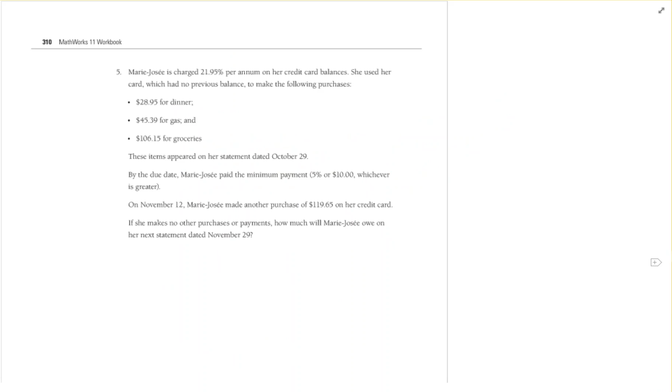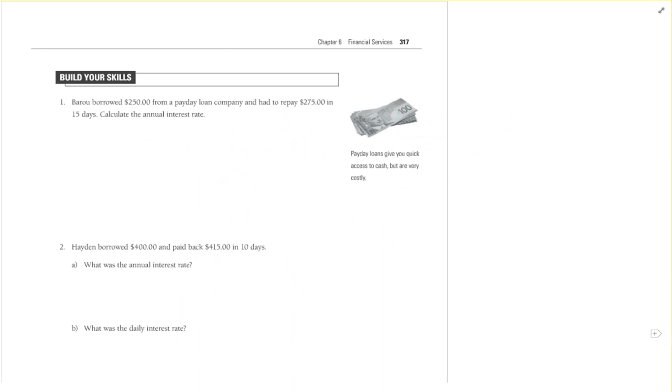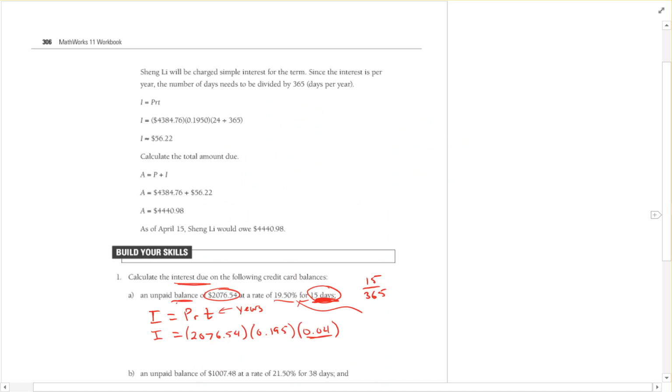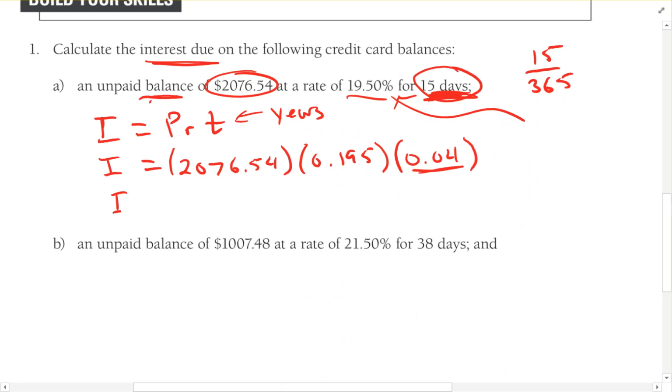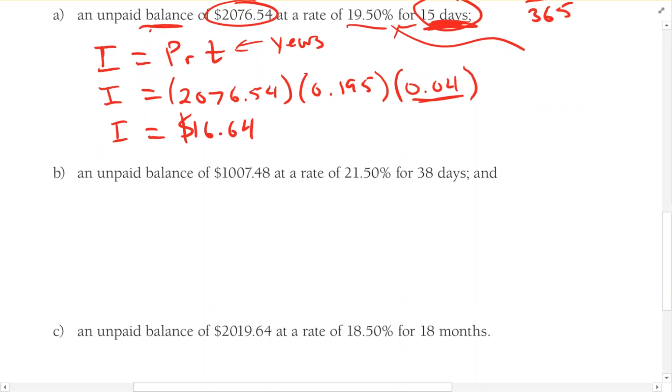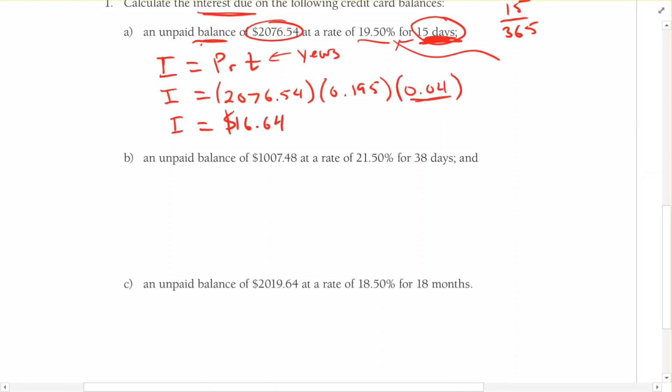Okay, and then all you do is multiply those together. So in the end, I is going to be equal to 1664. All right, B, I'm going to let you do on your own because it's really the same. See if you can copy the steps that I did above, and it should be the same thing. So go ahead and answer 1B now.